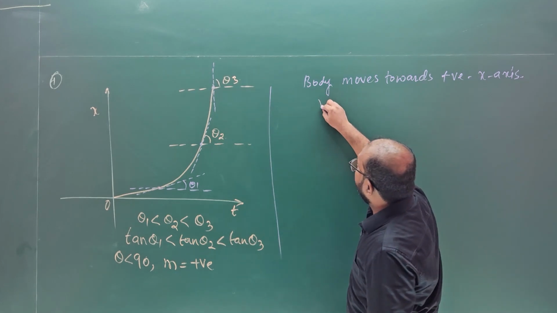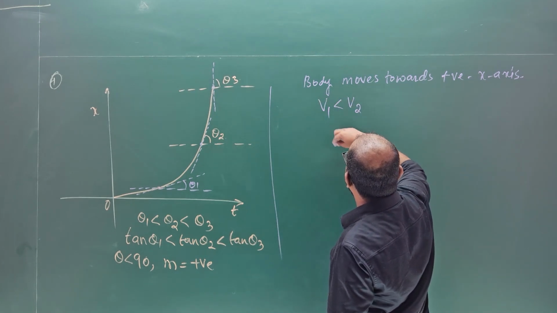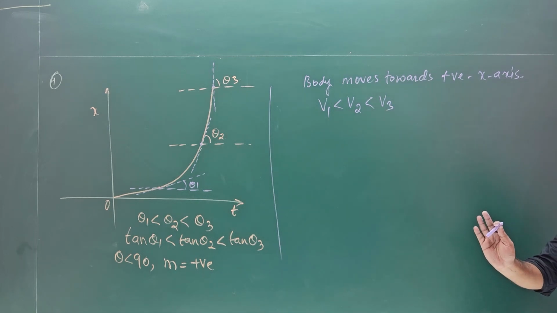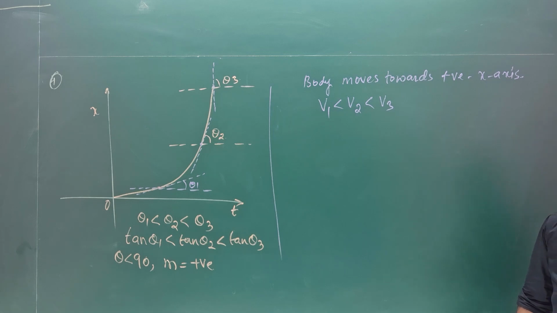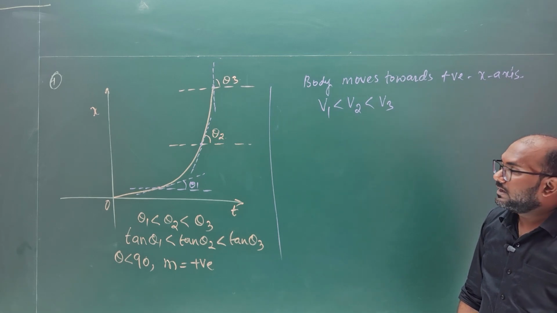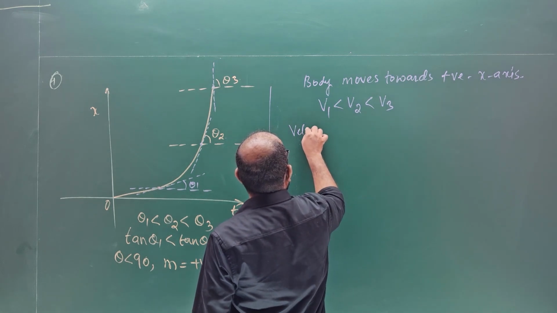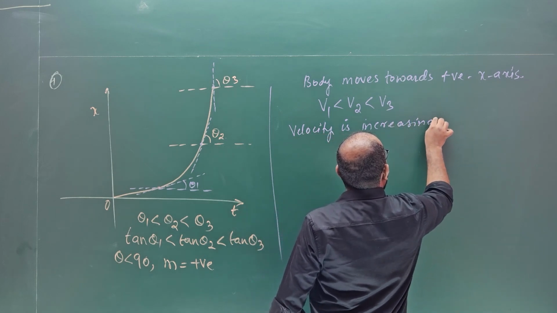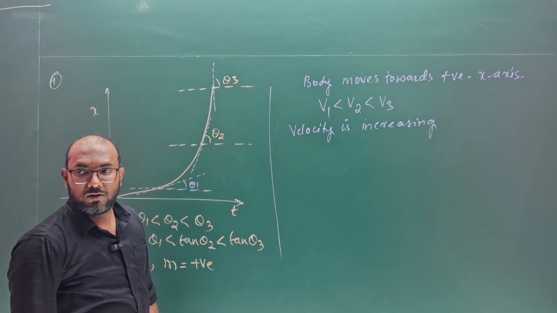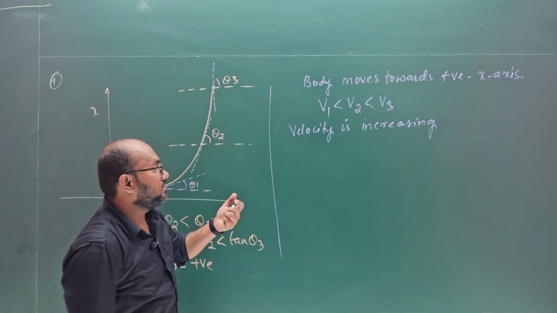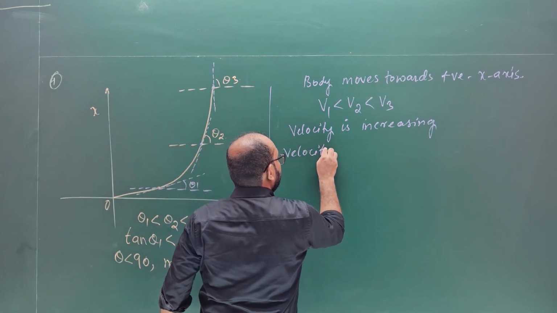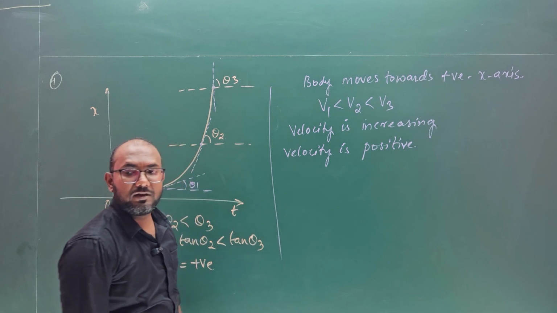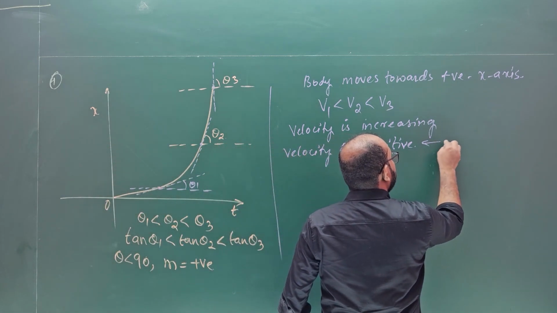Okay, well, what about velocity? Can I say that v1 is smaller than v2 and smaller than v3? Yes, as this curve is representing, the velocity is increasing. Velocity is increasing. If velocity is increasing, what is the direction of velocity? Positive. It is moving in the positive slope. So velocity is what? Positive. If velocity is positive, what is the direction of acceleration? This is the direction.